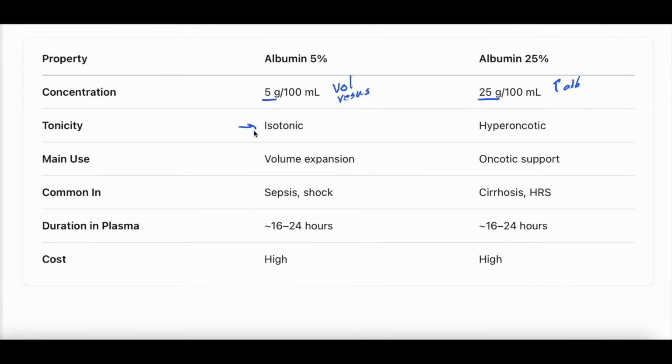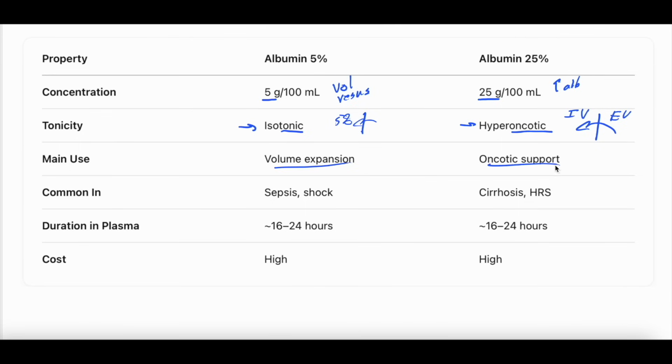Tonicity, isotonic, hyperoncotic. This is a little bit misleading because we're talking about oncotic and tonic. So hyperoncotic will draw fluid from the extravascular space to the intravascular space. Whereas isotonic, right, fluid just kind of equilibrates with 5%. It does not draw as much, just a little bit.